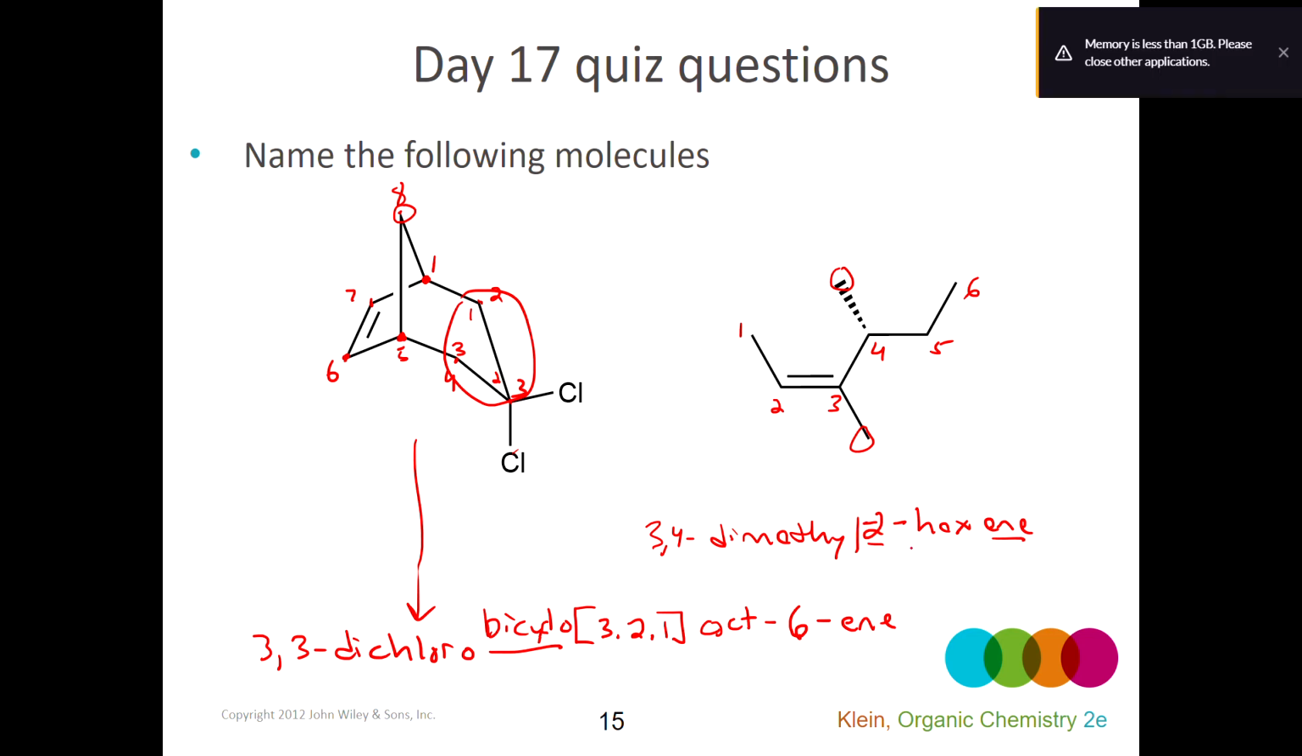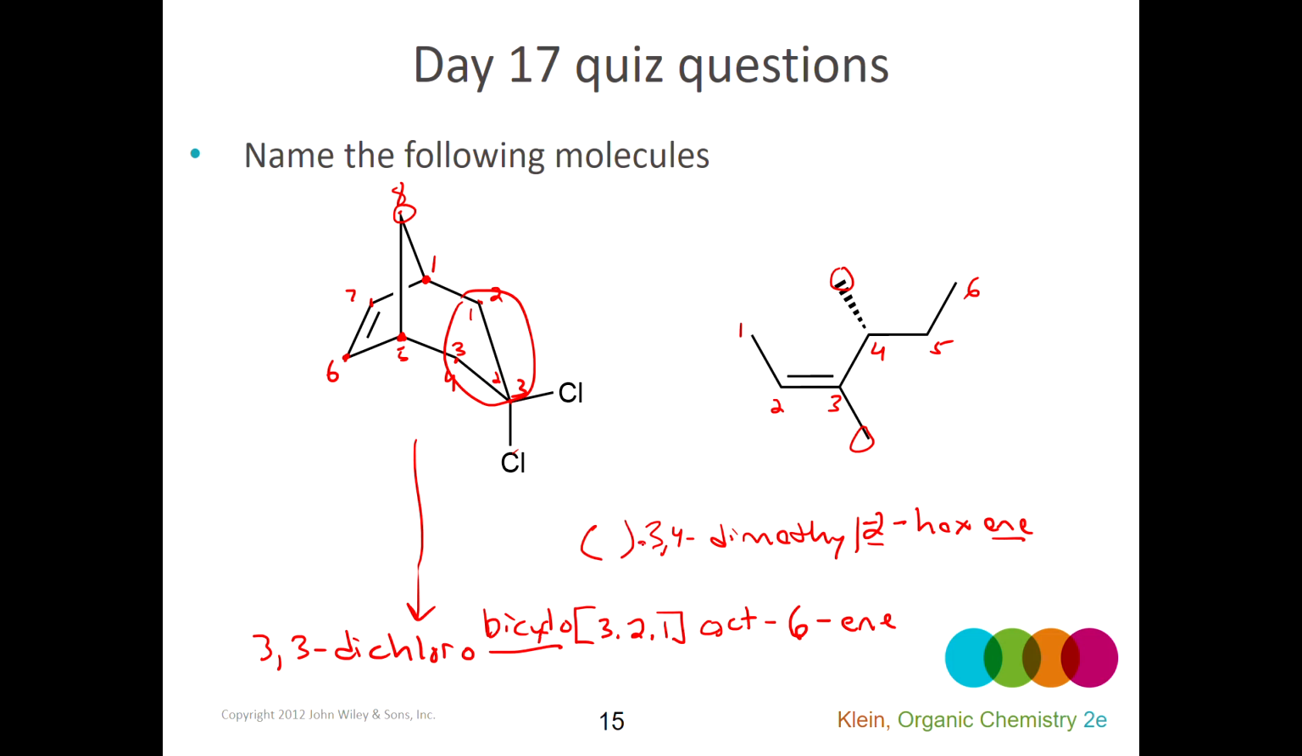A lot of people stopped there when I looked at some of the preliminary answers to the quiz questions. But anytime there's a double bond, you have to look for the possibility of it being either E or Z. And if there's a chiral center, you always have to look for the possibility of that being R or S. So let's take a look at those.